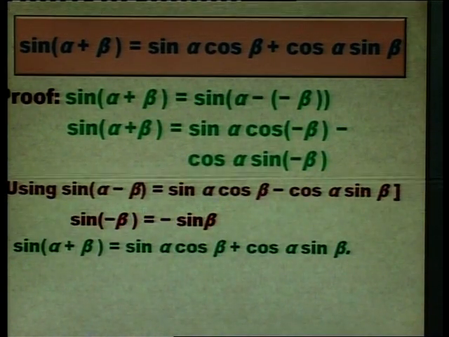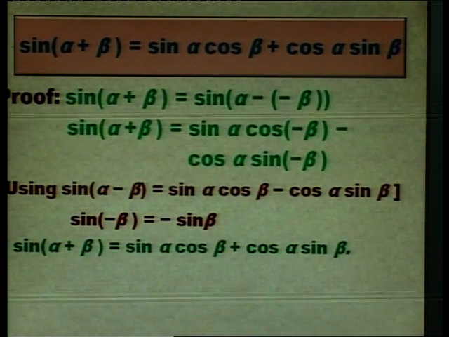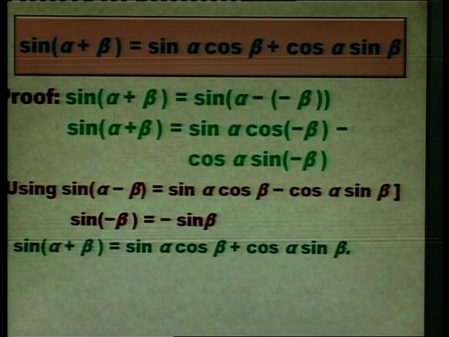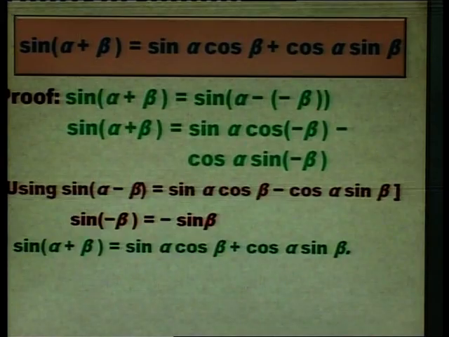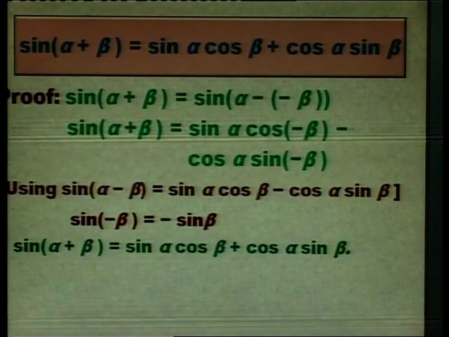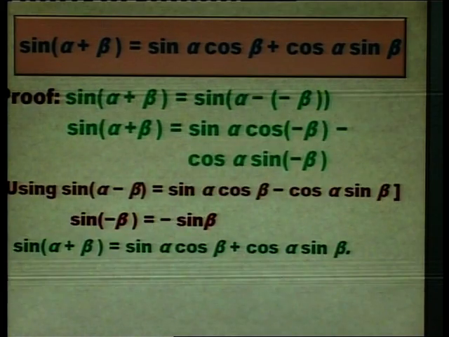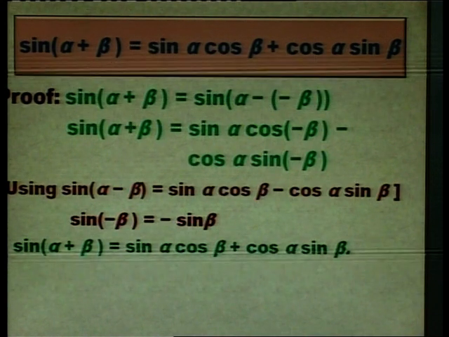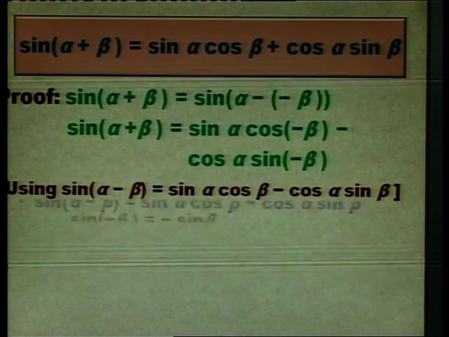Again I apply the formula for sin of alpha minus beta which I have given. So, this is sin alpha cos of minus beta minus cos alpha into sine of minus beta. But all of you know cos of minus beta is the same thing as cos beta, but sine of minus beta is minus sine beta. So, using these two simple remarks, we get sine of alpha plus beta is equal to sine alpha cos beta plus cos alpha sine beta.